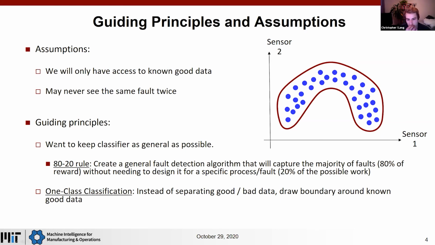having multi-class data where we have both examples of nominal data and faulty data. So with this in mind, there were two different principles which I was thinking about in order to come up with this classifier. The first is that we want to keep it as general as possible. This ties into the idea of the 80-20 rule, where we want to create a general fault detection algorithm that captures the majority of the faults. So we get 80% of the reward without needing to design this algorithm for a specific process or for a specific fault.